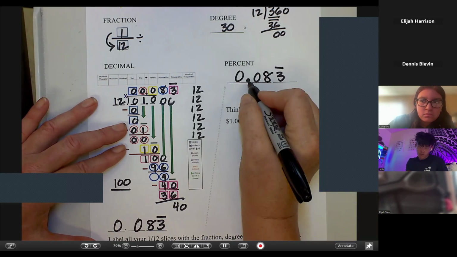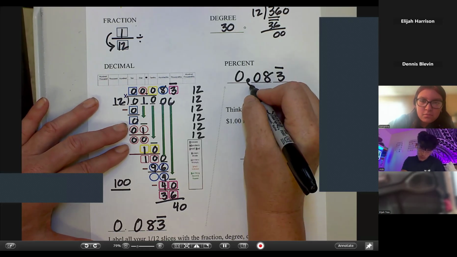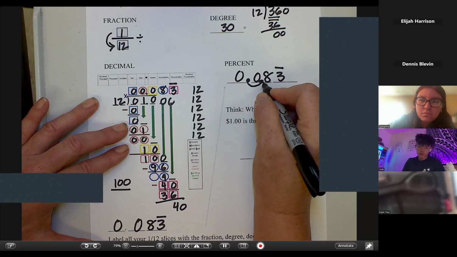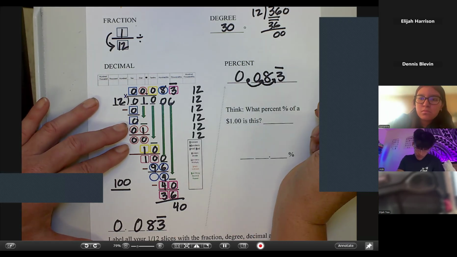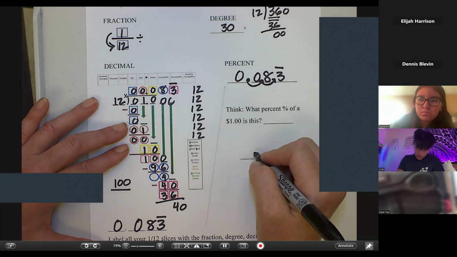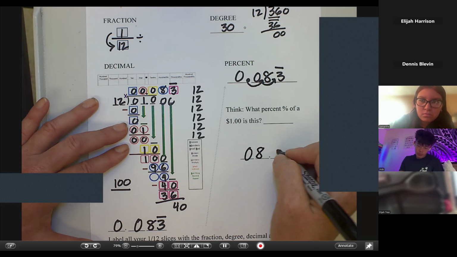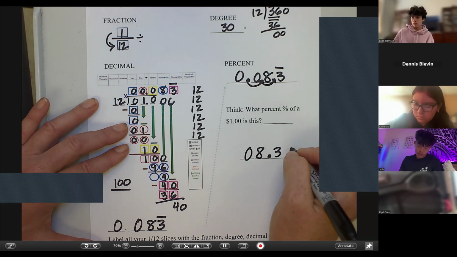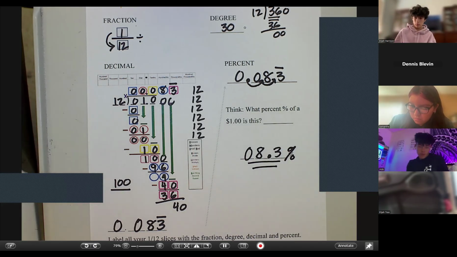Put your pencil on that decimal point, and to turn to a percent, you're going to bunny hop, because we're dividing by 100. You bunny hop 2 to the right. And you're going to end up with 0.83%. Really small percent.